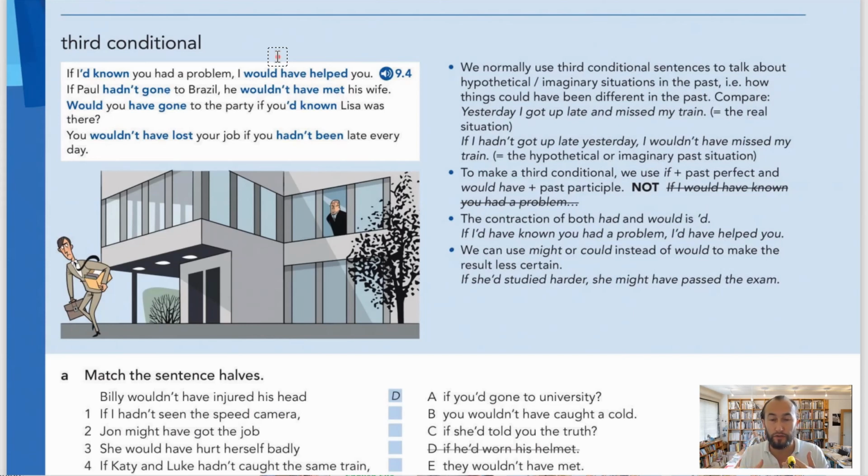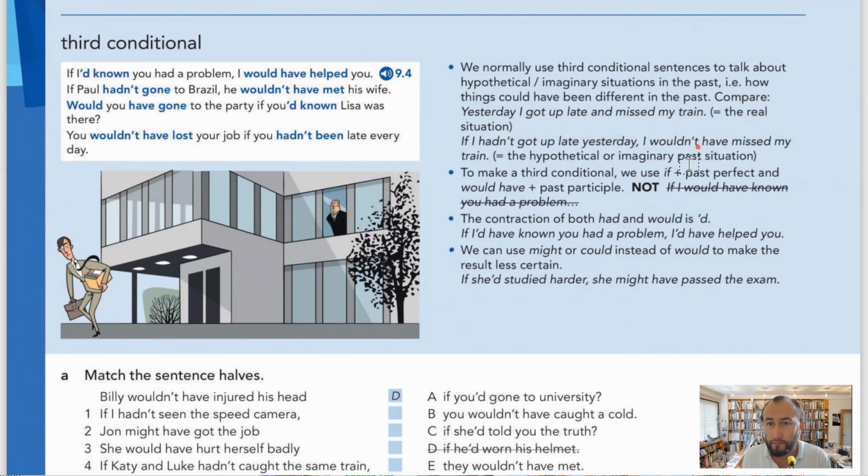So usually we use it for late advice or for regrets, guys. Something happened and you want the opposite to happen, but obviously in reality you can't reverse the time, can you? Because you can't reverse the time in the past, you can only imagine what would have been the opposite if it had happened, right? So that is third conditional. We normally use third conditional sentences to talk about hypothetical imagined situations in the past, how things could have or might have or would have been different in the past.